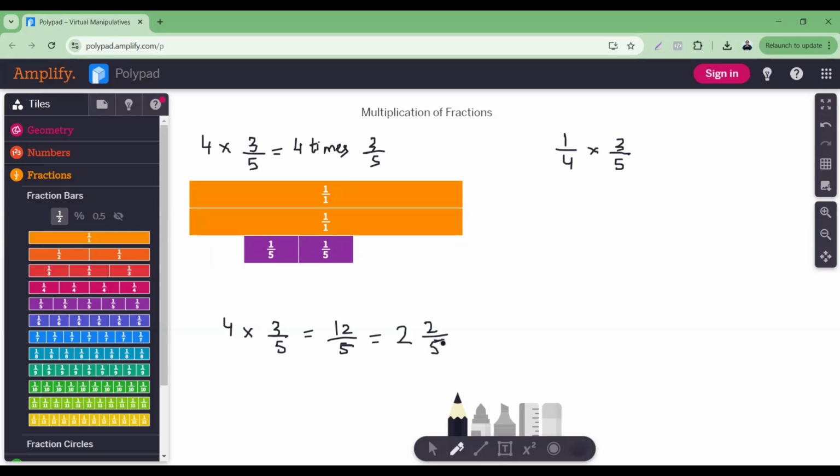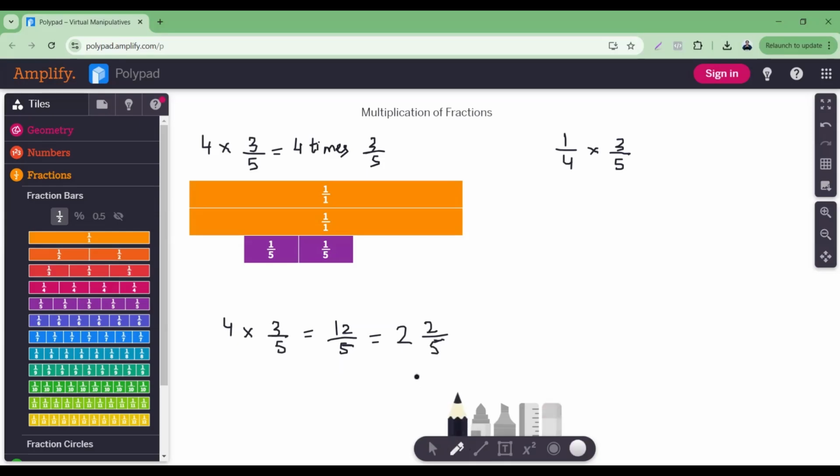In another video, you understood how to convert an improper fraction. This is an improper fraction converted to a mixed fraction. That is all I'm doing here also. So we can write the answer for 4 times 3/5 as 12/5, or it can be 2 wholes and 2/5. Either way, both answers are the same. Both answers are correct.